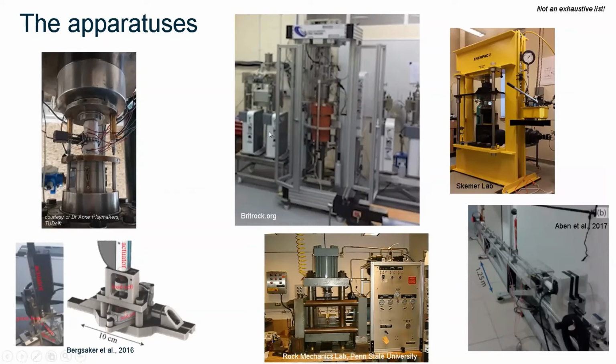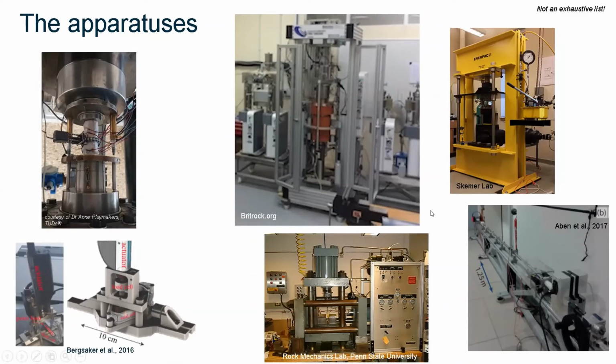And then at the center, we have triaxial apparatuses which reproduce the same kind of principle, but adding a confining medium around the sample. And these are quite standard. At the bottom center, we have a shear apparatus where the sample are two blocks held against each other, and then one is sheared while the other one is held in place.